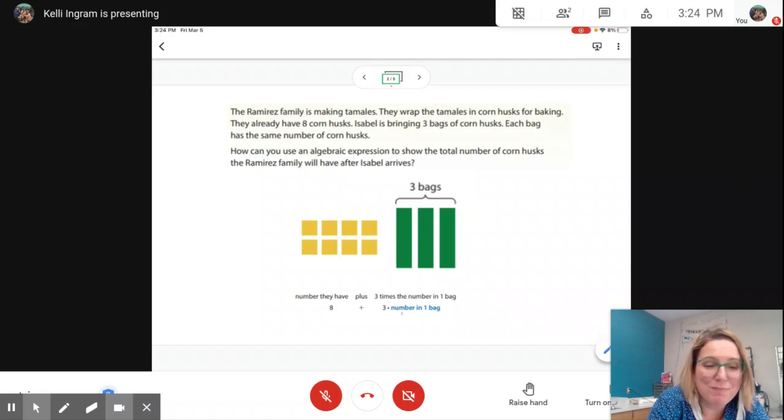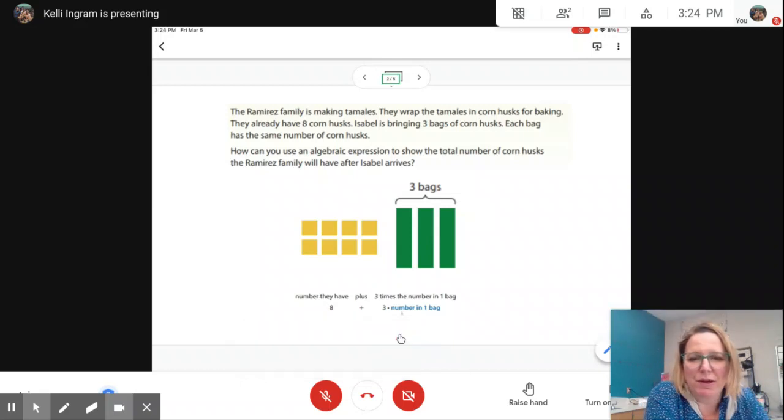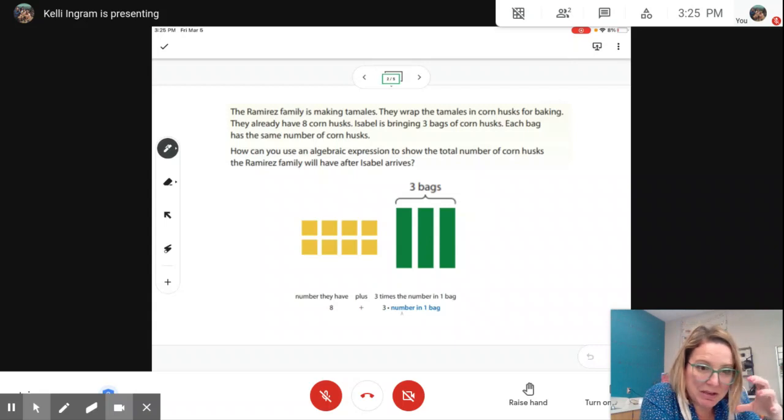All right. We're missing some information in this problem, which is we don't know how many corn husks are in the bag. And when we've got information that's missing like that, we're going to use a variable to stand for that spot. There we go. So you can see I did it with algebra tiles down here, right? So there's 8 plus the 3 bags. Notice I don't know how many are inside those bags. We don't know how many are in the bags.